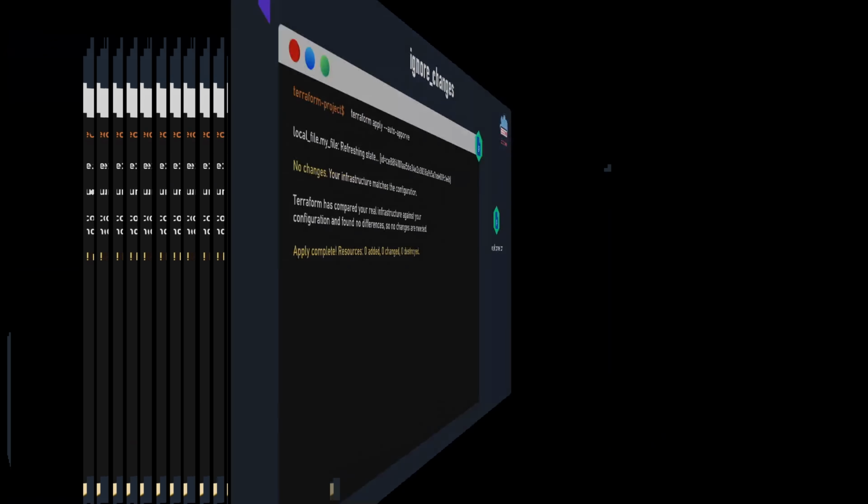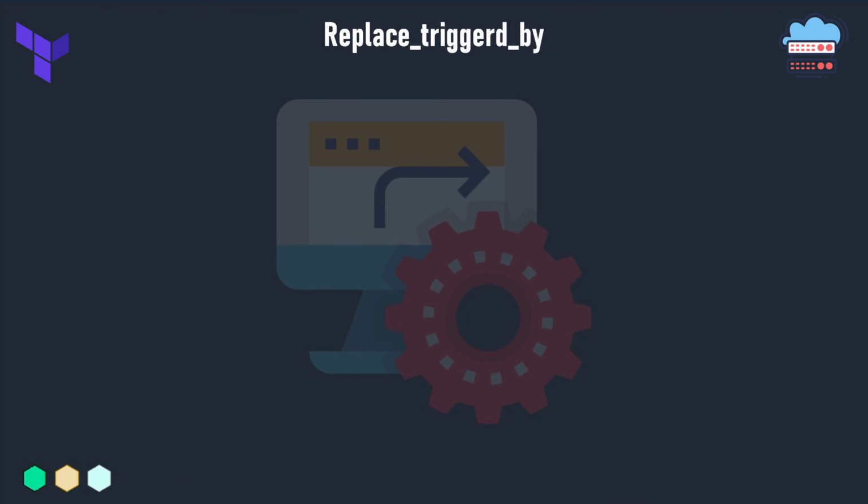Finally, we will talk about the replace_triggered_by lifecycle rule. The replace_triggered_by lifecycle rule can be used when you want to replace a resource whenever a change is made to a group of resources or resource attributes. Let's understand that in more detail.